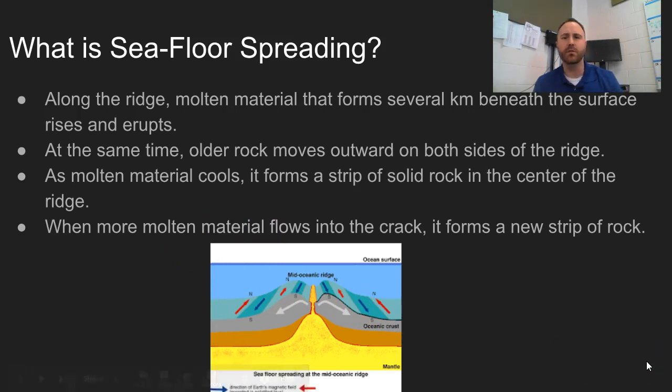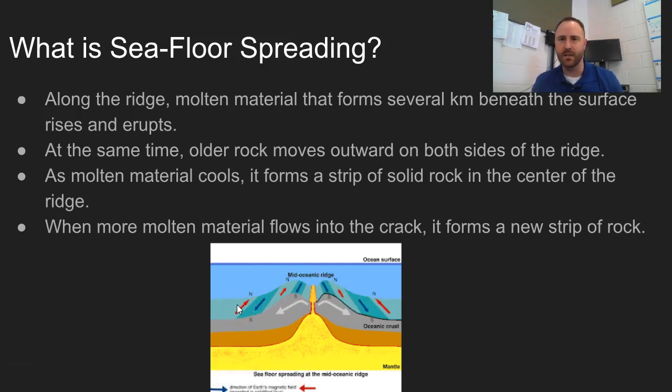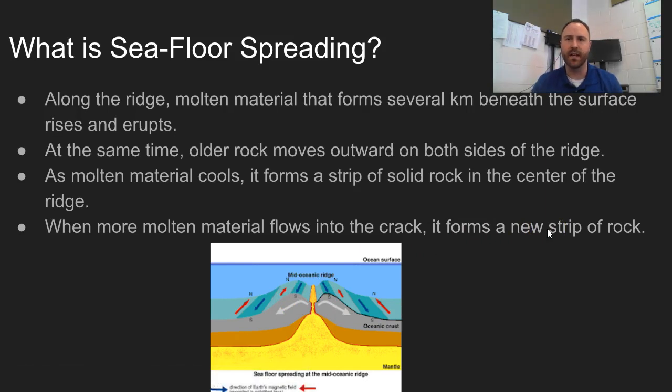As molten material cools, it forms strips of solid rock in the center of the ridge. When more molten material flows into the crack, it forms a new strip of rock. Alright, so this is constantly releasing and moving out this way. And when I say constantly, that's probably a way overstatement. These are taking tens of thousands of years to release and make the ocean floor move. That's why we've seen the continents slowly move over time. This isn't something that happens overnight.